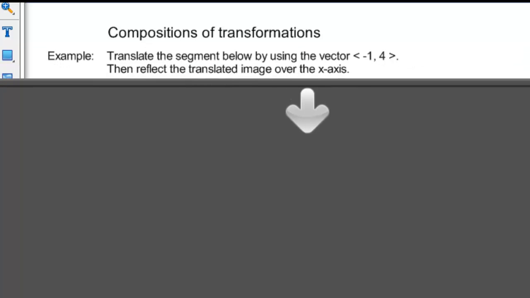We're going to get a segment on the coordinate plane. We're going to want to translate that segment following the vector -1, 4. Then we're going to want to take that result and reflect that result over the x-axis and get yet a different result. So we're doing two different transformations to a pre-image, and that is what a composition of transformations is.